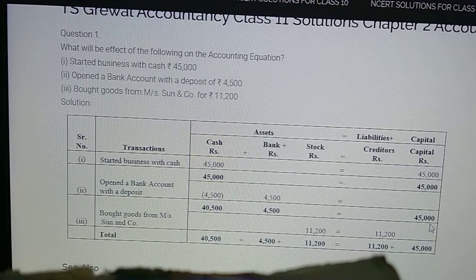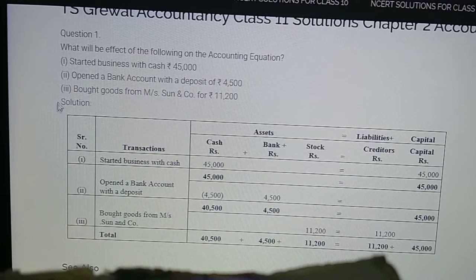Still here, you are not getting either profit or loss. That means your capital is 45,000 and the assets have been converted into two parts: one is cash plus bank. So cash which you have is 40,500 plus 4,500 which is in the bank.